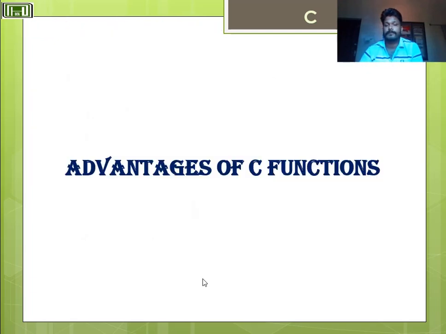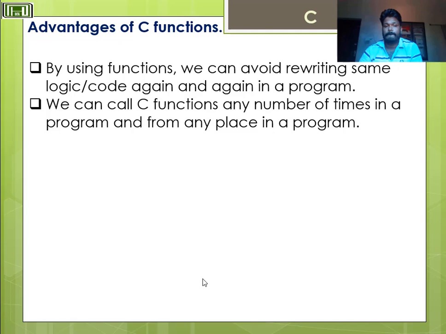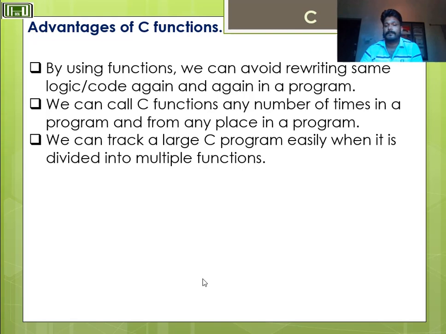A function is also called a procedure or a subroutine in other languages. Now we are going to discuss the advantages of C user defined functions. So the first advantage is, by using functions we can avoid rewriting the same code again and again in your program. If you create a function in your C program, whenever you want that code you can call that function according to your needs. Now we can call C functions any number of times from any place in a program, and we can track a large C program easily when it is divided into multiple functions.